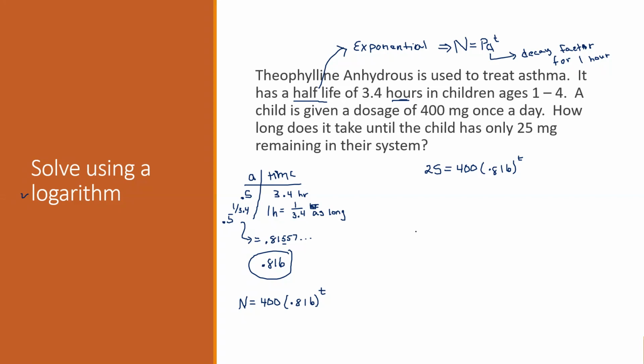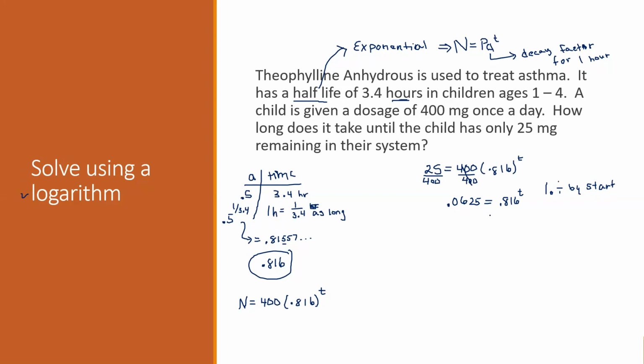The steps are very much the same for all of these problems once we have them set up. So step 1 is to divide by the start. And that is to isolate the base and the exponent. So I'm going to divide by 400 on both sides. And that's always the way I start these problems. It's just getting rid of that number, making it as simplified as I possibly can. So 25 divided by 400 gives me 0.0625. And that's equal to 0.816 to the T power.